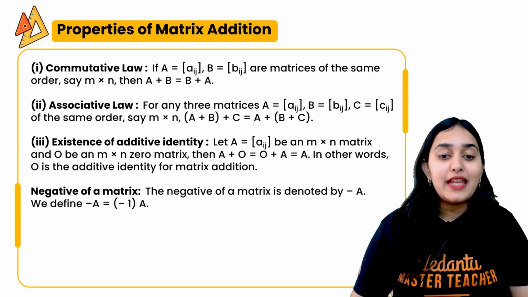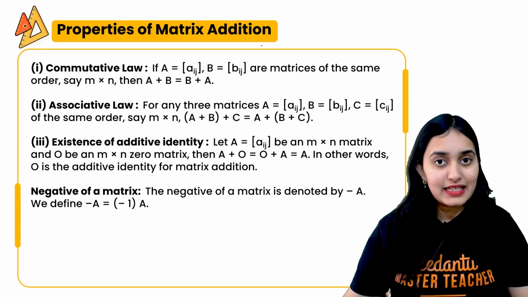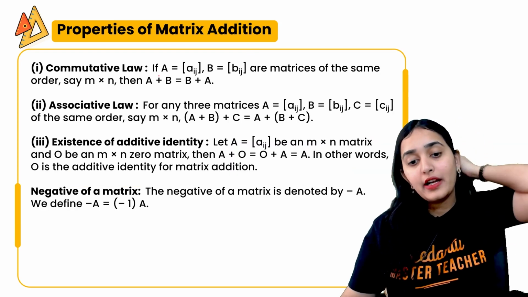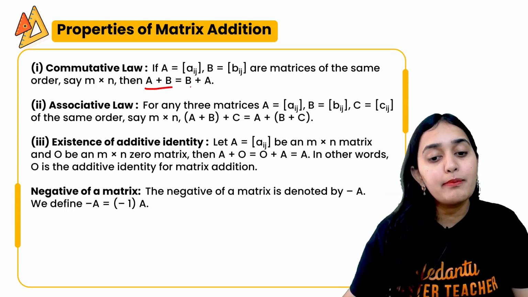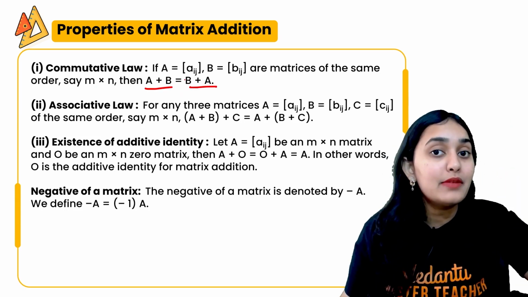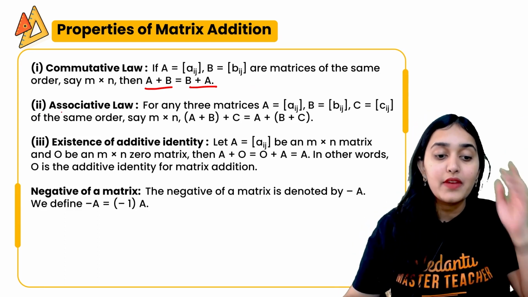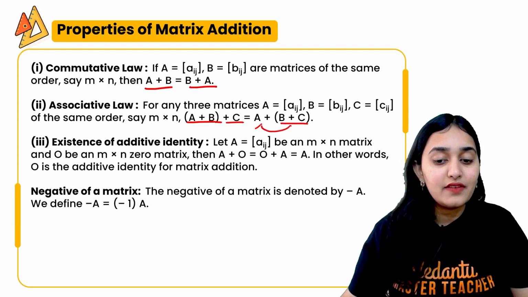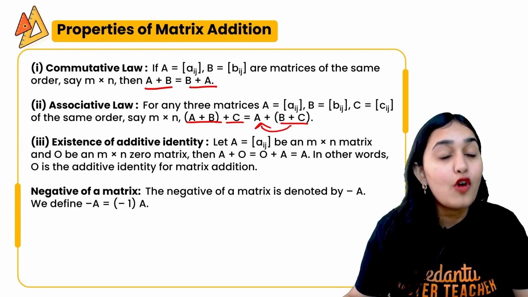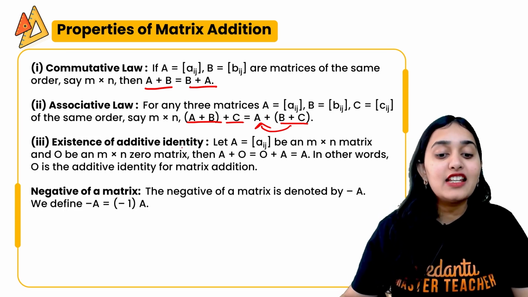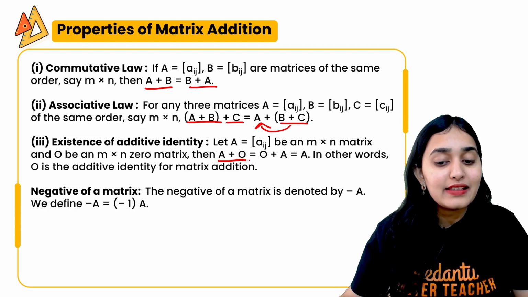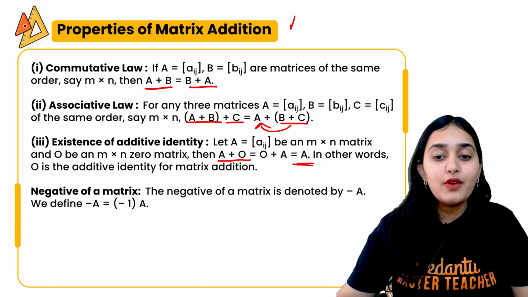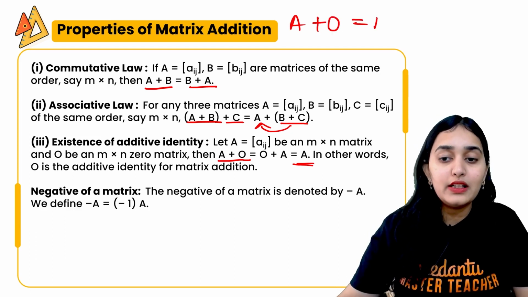Okay. Next, there are some laws of matrix addition. What are they? First is commutative law. It says that if you add A with B or B with A, answer will be same. You should remember these. They can be directly asked in the question. Okay. Associative law, A plus B added with C, B plus C added with A, answer is same. Associative law is followed by addition. Existence of identity, any matrix added with zero matrix is the matrix itself. So if you add zero matrix to any matrix, you will get the same matrix.